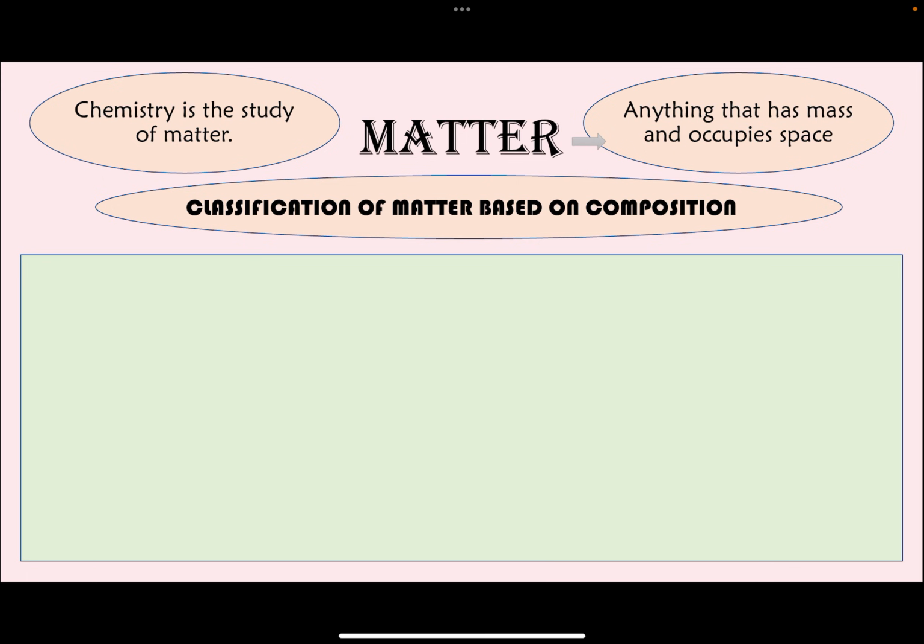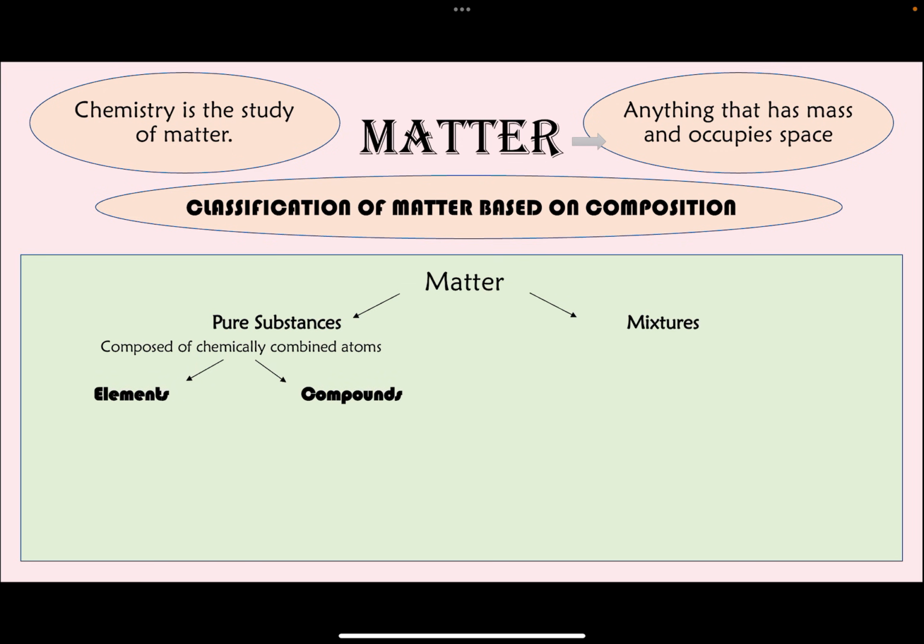When it comes to classifying matter, we can first of all classify matter based on its composition, meaning what is it made of. Based on composition, matter can be classified into either pure substances or mixtures. Pure substances are composed of chemically combined atoms. Sometimes we can also just have atoms not combined with each other. Those types of pure substances are called elements, and the substances where we do have atoms combined are compounds.